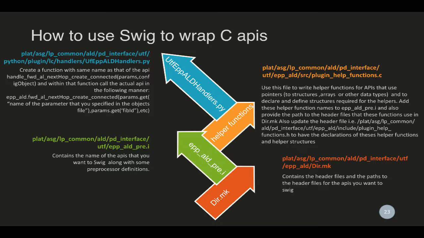And how do you pass them? You pass them using params.get, and then you specify the name of the object. As you can see there is a fib id and so on. Where is this fib id mentioned? This fib id is present in the JSON file, the objects.json file. So this is where the API gets its parameters. When it is executing and you say params.get fib id, at that point it gets those parameters from the JSON file and then it calls the API. I'll be explaining this in a little more detail in the next slides.